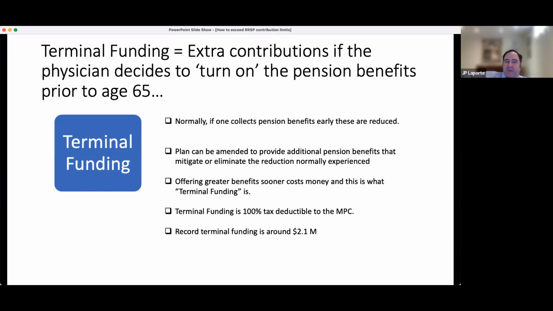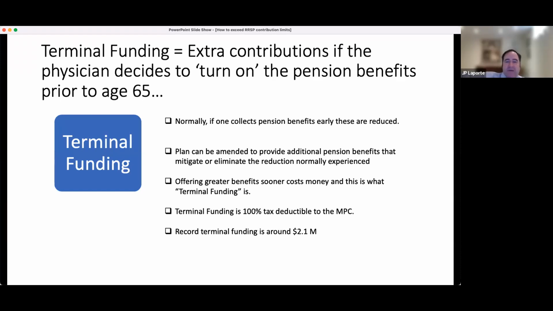Now, this is a big one. Terminal funding. It's the last of the ones that I wanted to discuss in this little circuit. So terminal funding is legal mumbo jumbo to talk about what happens if the physician decides to turn on the pension benefits, typically prior to age 65. And when I say turn on the benefits, I don't mean stop practicing medicine. I don't mean quit. I just mean stop taking a salary from the Medical Professional Corporation and instead rely on the assets that have been growing inside the pension plan.